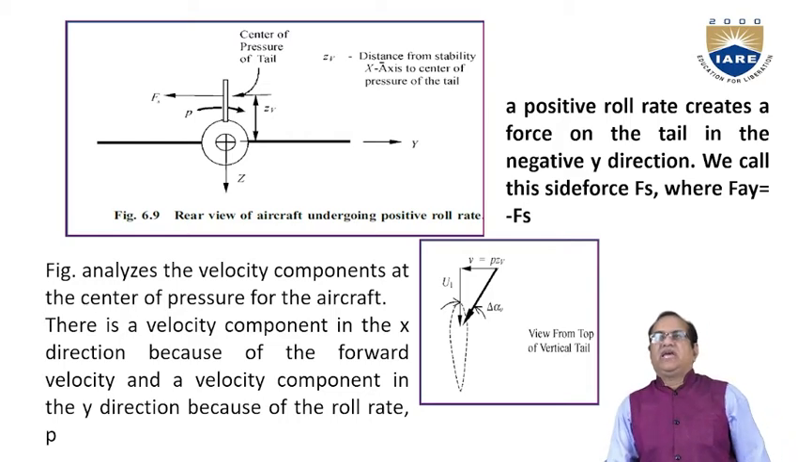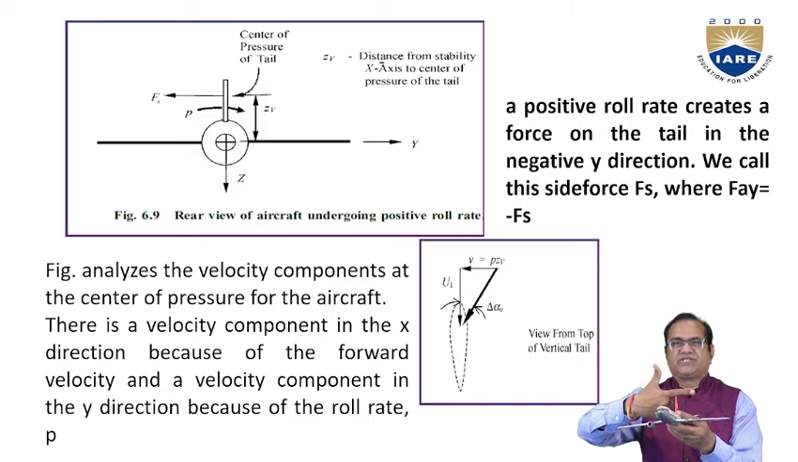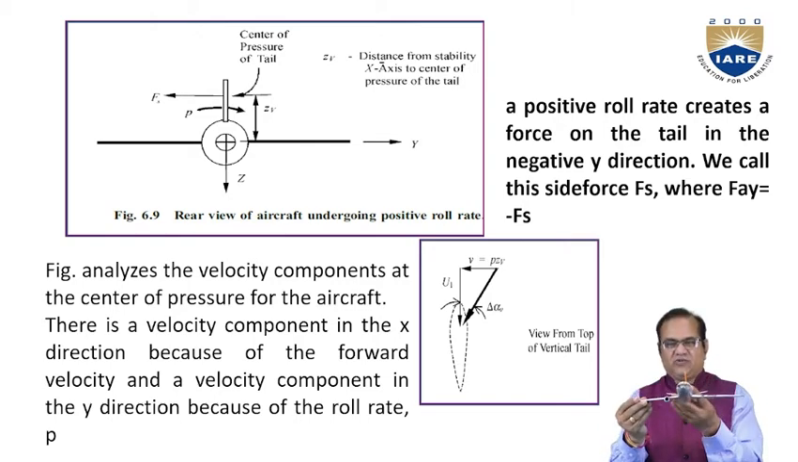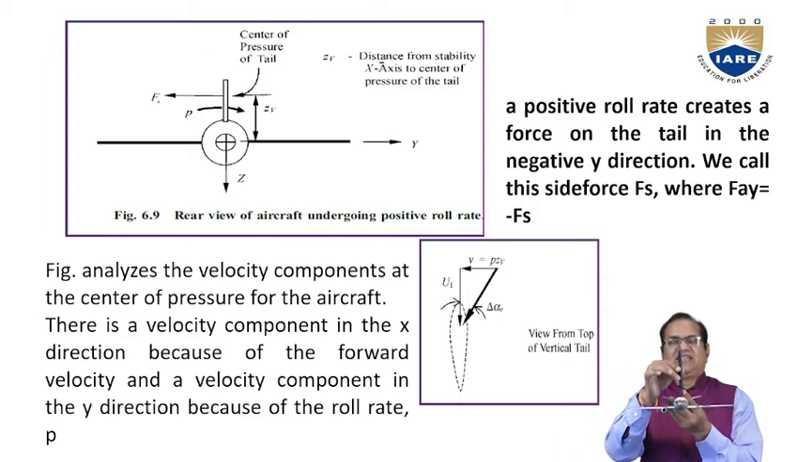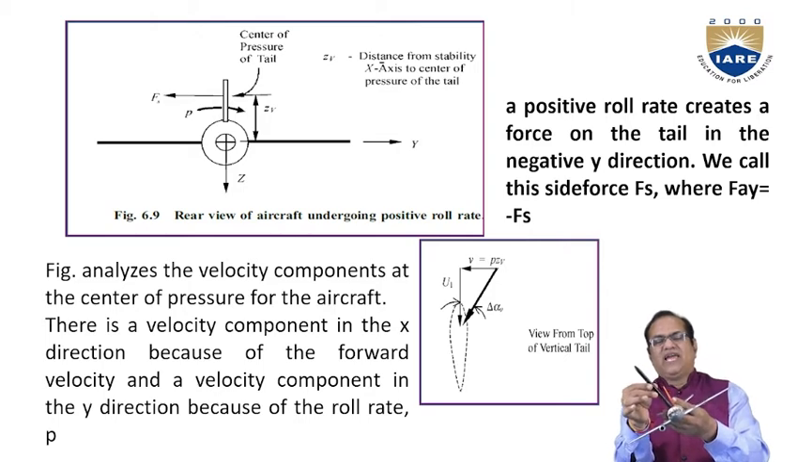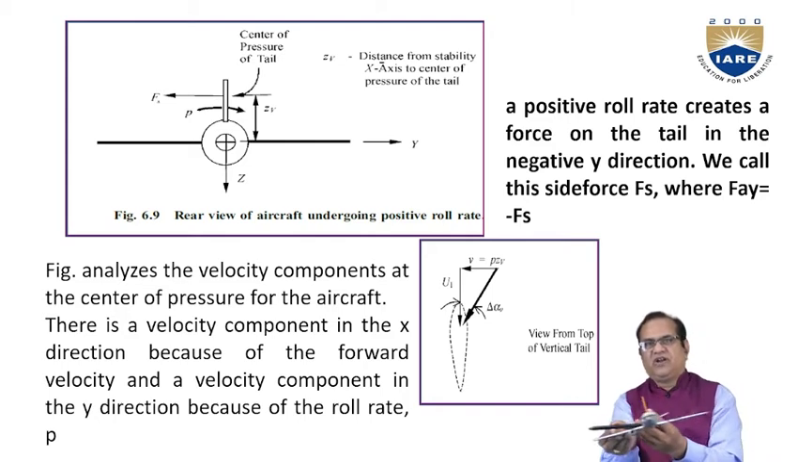Now, a positive roll rate creates a force on the tail in the negative y direction. If it is a positive roll rate, a negative y direction force will act in this direction. If this is rolling like this, as I told you initially, it is flying, but as you roll like this, a component will be generated in this direction. This is called the side component, and this side component will try to drift towards the right.